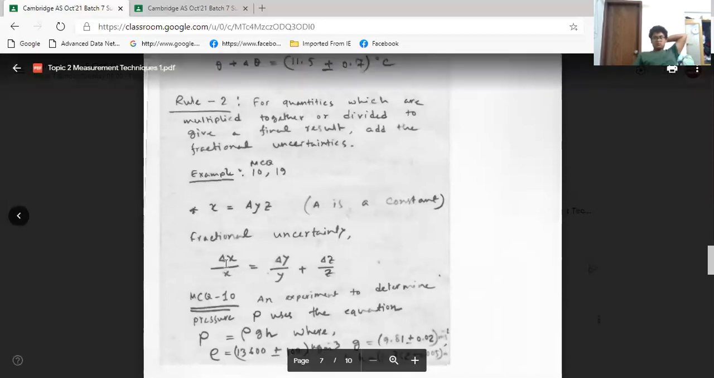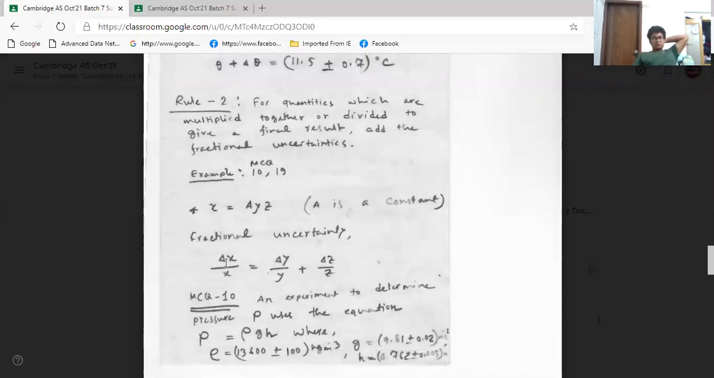So how do we do that? Look, we have here del x by x. What is del x? Del x is the absolute uncertainty in x. If you are measuring x, you will get some uncertainty in x, isn't it? So this uncertainty is del x, isn't it? So del x by x will be equal to del y by y plus del z by z.